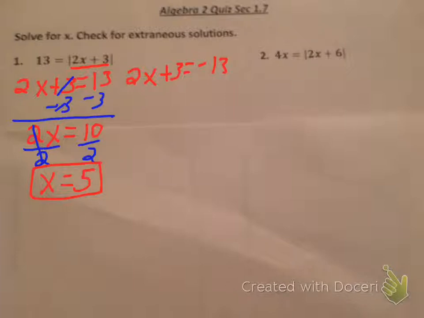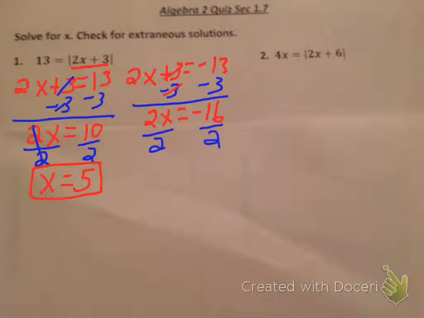Now I need to find the second answer. Do the exact same process. Got to get the x by itself, so that's a plus 3. So I say minus 3 and minus 3. The positive 3 and the negative 3 cancel. That leaves us with 2x equals, and then negative 13 minus 3 is negative 16. That's 2 times x, so I divide by 2. Divide by 2. The 2's cancel, leaves us with x equals, and then negative 16 divided by 2 is negative 8.